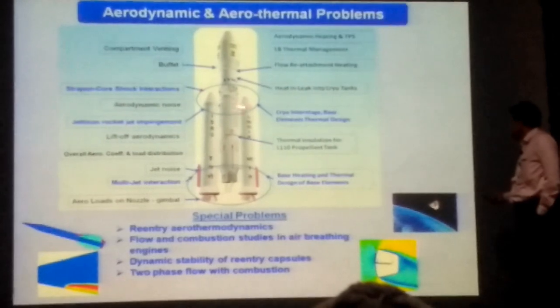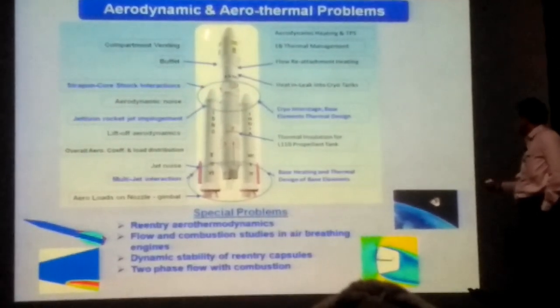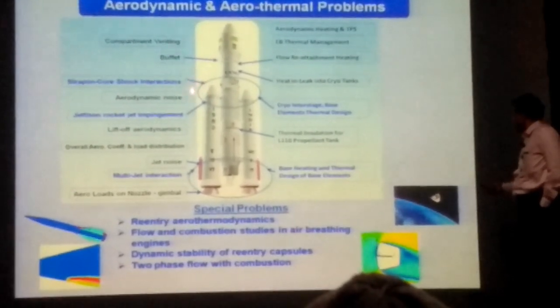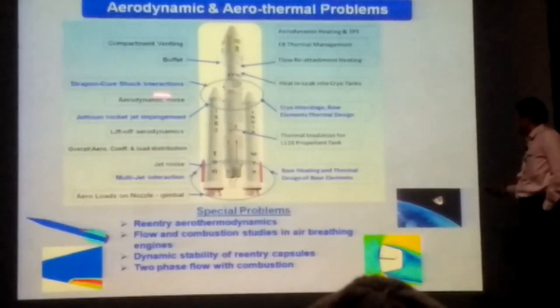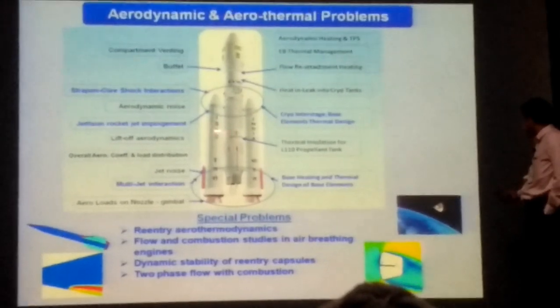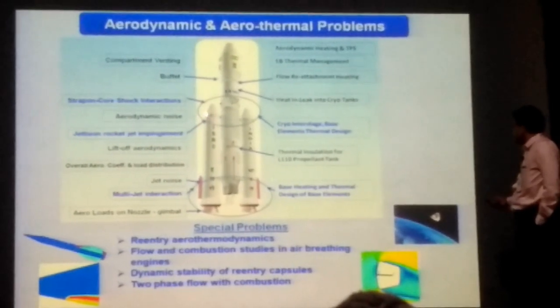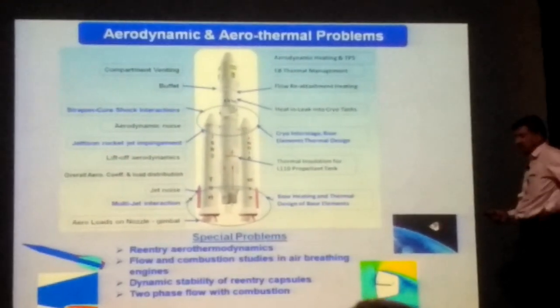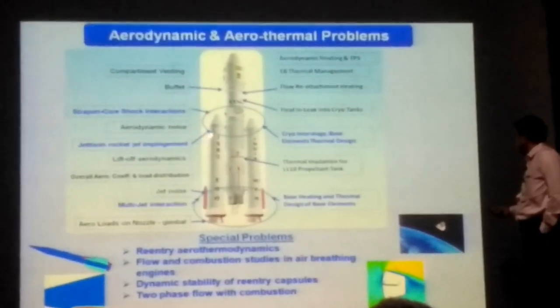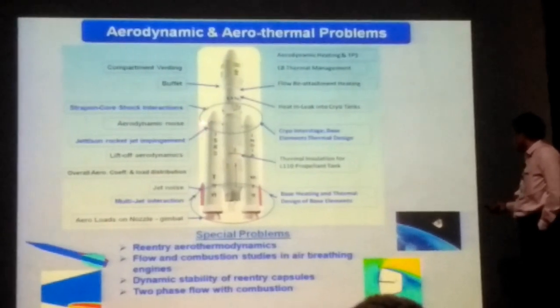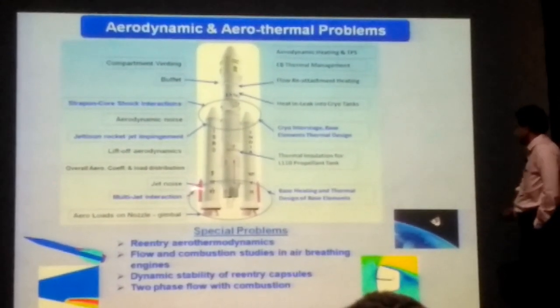Then you have the strap-ons, wherein in the supersonic flow, what will happen is you have the shock coming here and it interacts with the core, and you have the shock interactions and associated aerodynamic noise. And then there are jettisoning rockets, which jettison once their function is over. And then what happens is, how is the jettisoning rocket impinging on the core? So this has to be found out.